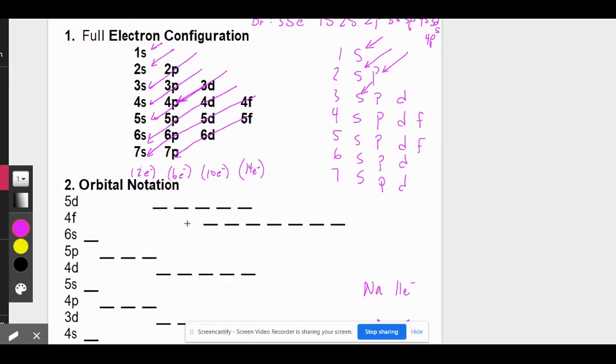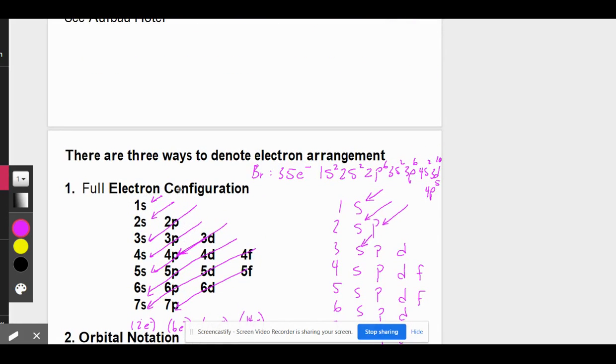And then lastly, we have the full electron configuration, where they want you to write all of the orbitals out completely, just like I did here for bromine. You would write them all out. Okay, so those are electron configurations, and we are done with chapter 7 and the beginning part of chapter 8.